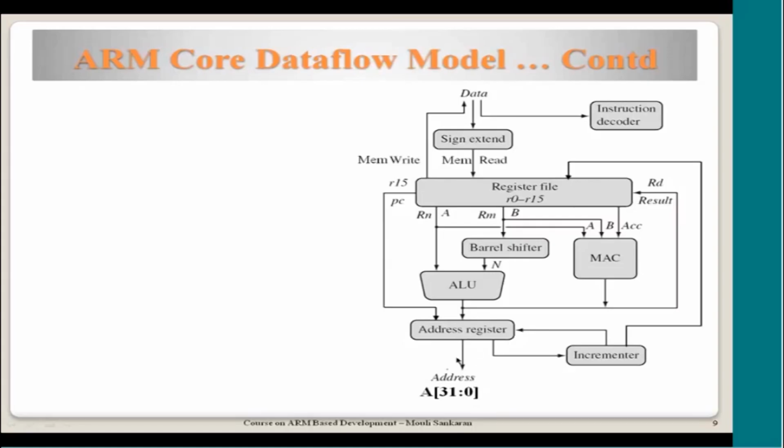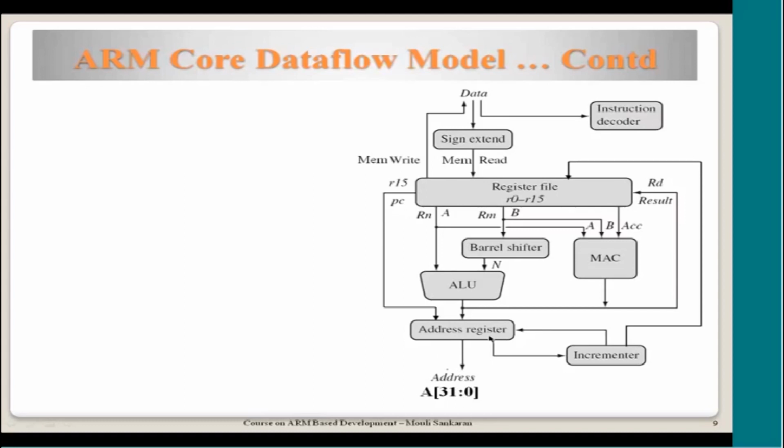So the address which is going out could be an address of an instruction, or it could be an address of data. If there is a memory read, the address goes out here and the data comes in through this. If it is an instruction, the address goes out from here and the instruction comes in to this bus, the data bus, and goes into the decoder. So this is the flow of address and data.